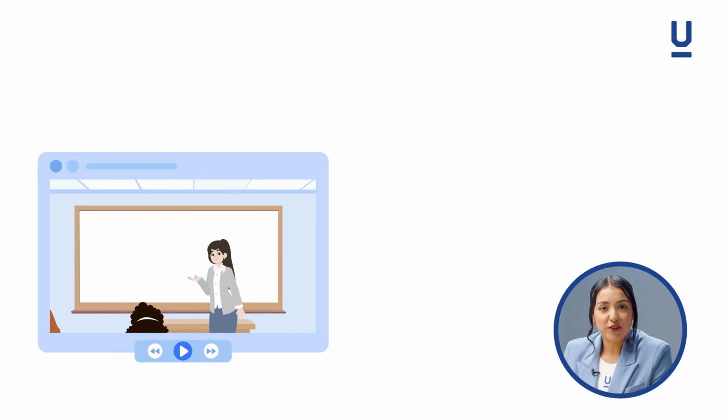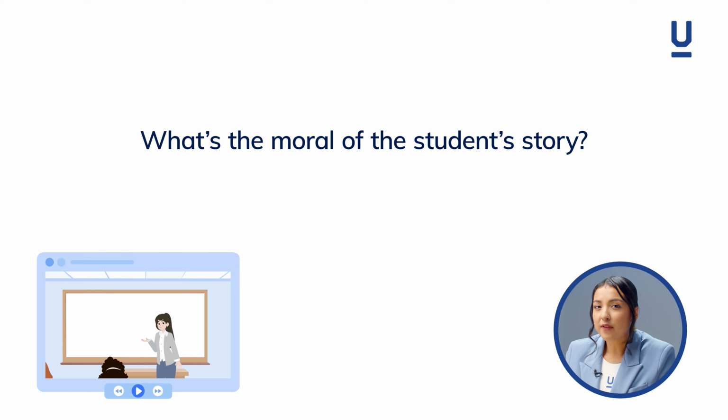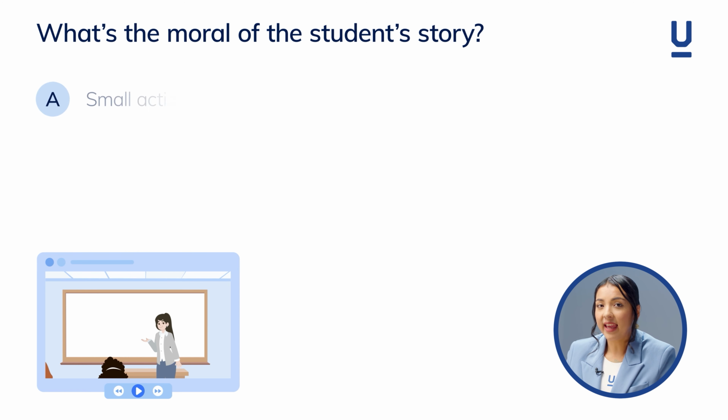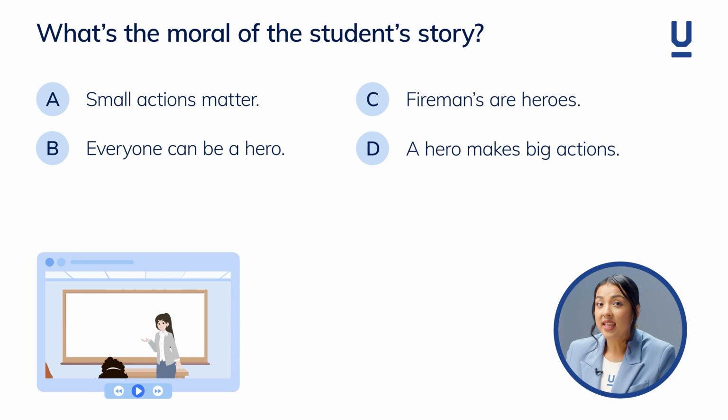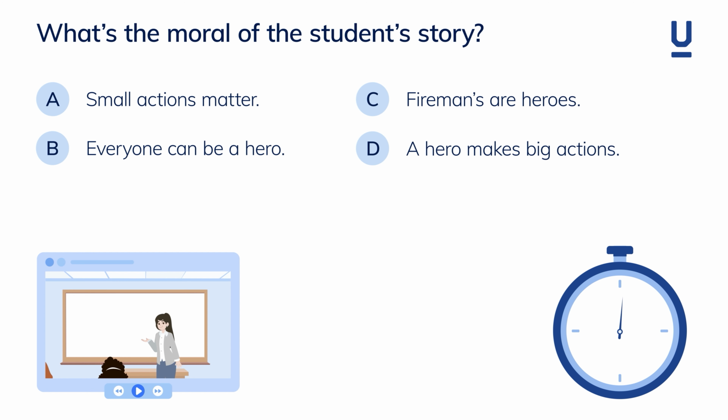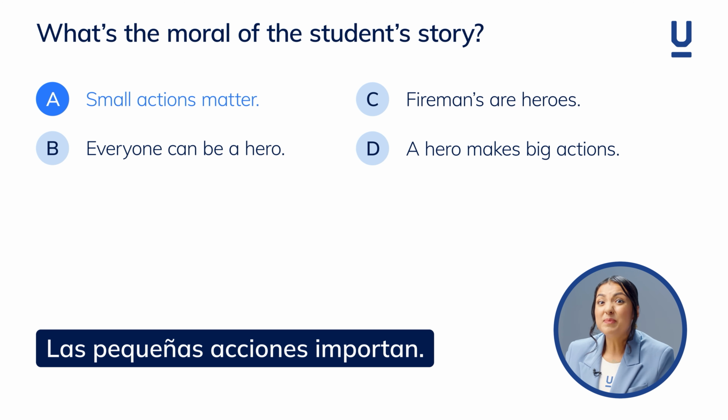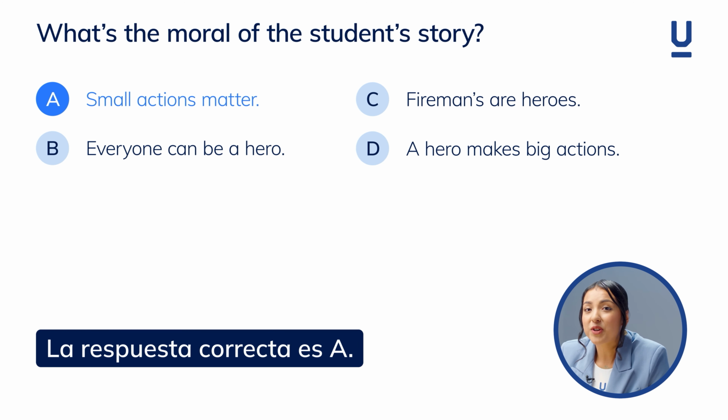Let's answer the question. What's the moral of the student's story? A. Small actions matter. B. Everyone can be a hero. C. Firemen are heroes. D. A hero makes big actions. The small actions matter. The correct answer is A.